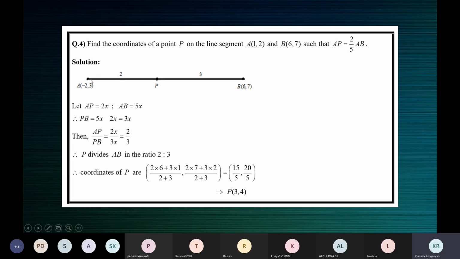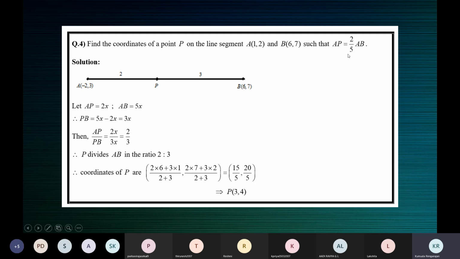And that ratio is AP by PB. Not anything else. The required ratio is AP by PB. We have some ratio given here, 2 by 5, but we need to check if this is AP by PB.